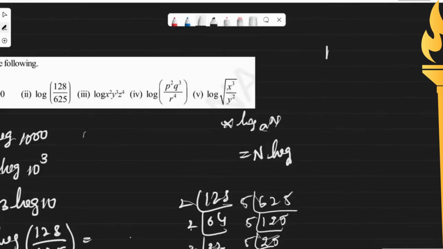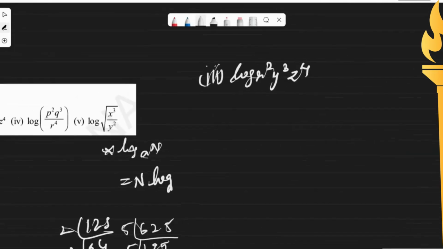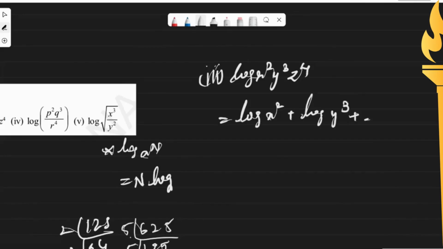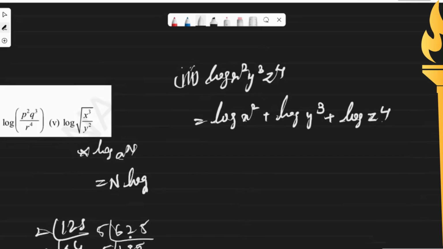So let's do the third one here: log of x square y cube z power 4. There is another formula, which is log of x into y is equal to log x plus log y. Since we have three terms here, it will be log x plus log y plus log z. So we can write it as log x square plus log y cube plus log z power 4. And again by the first formula, log a power n is n log a, this will be equal to 2 log x plus 3 log y plus 4 log z.